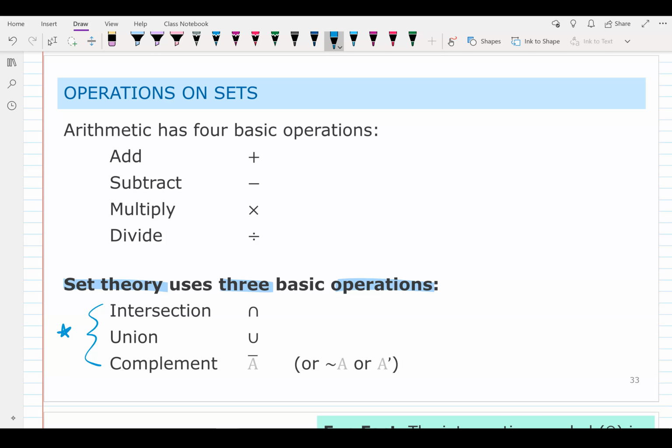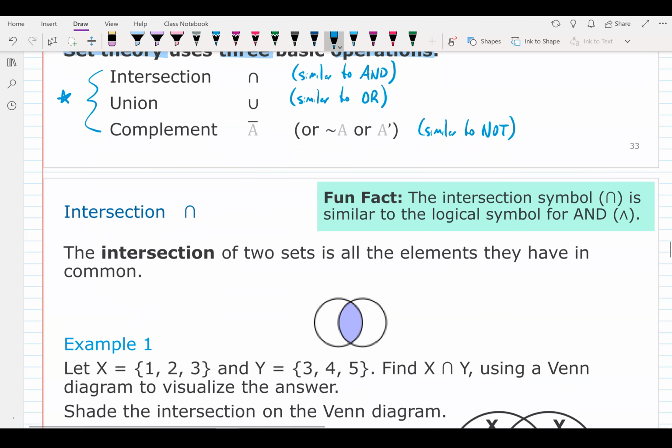In a way, intersection actually sort of means and, the logical operation and. Union sort of means or. And complement means, well, we've literally seen complement before. That's the opposite. That's not. That's negation. Okay? So let's see how we can use what we've learned before to help us understand this.